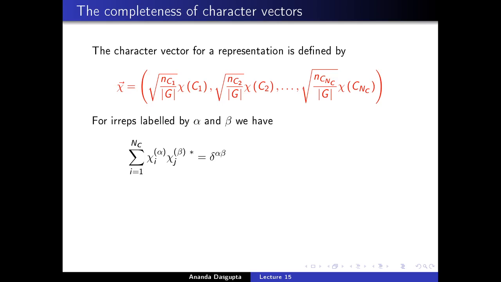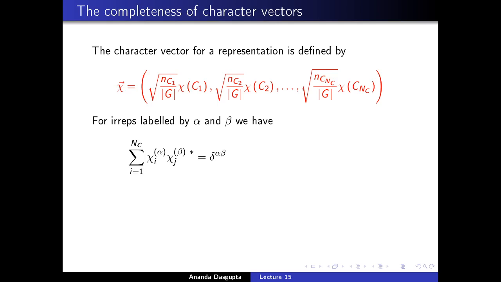Of course, you can define a character vector for any representation, but character vectors become especially important for irreducible representations. And if alpha and beta are two irreducible representations, either inequivalent or identical, that is, if alpha equals beta, they are identical, and if alpha is not equal to beta, they are inequivalent, then you have this result that chi alpha i times chi beta i star summed over i is delta alpha beta.